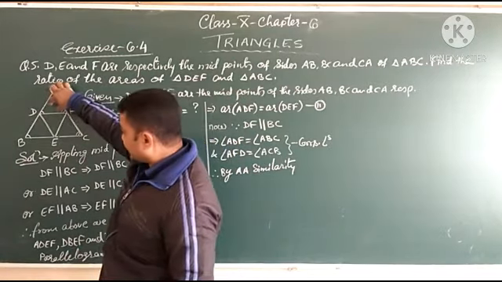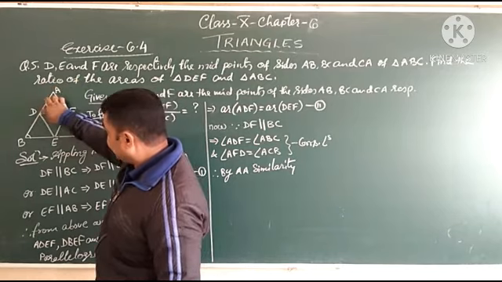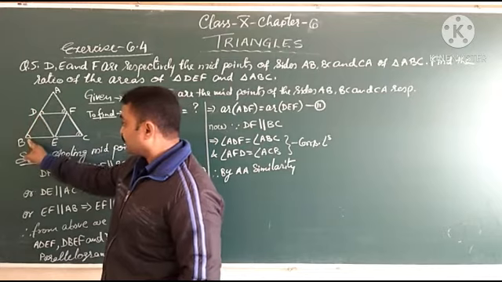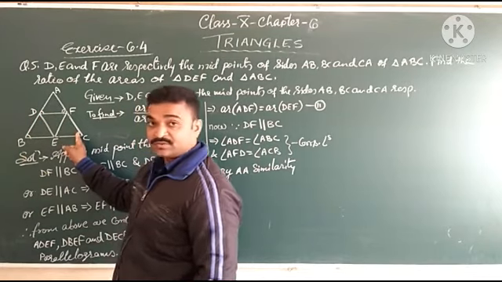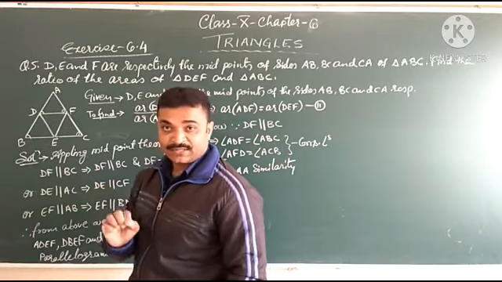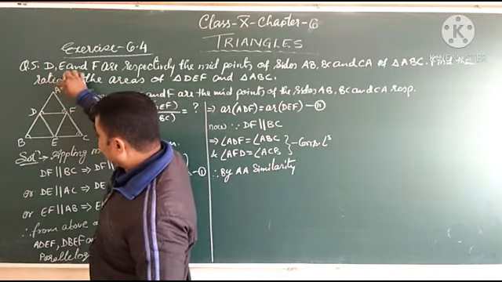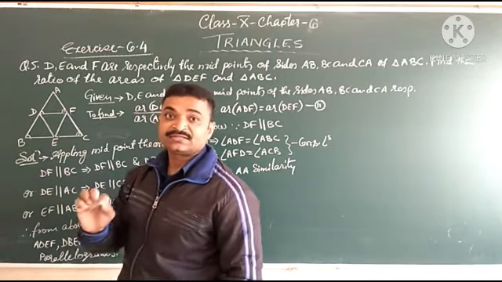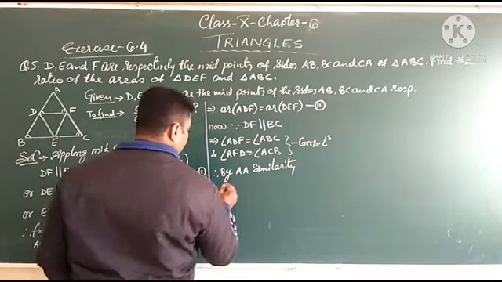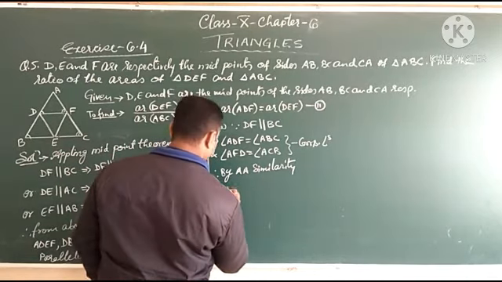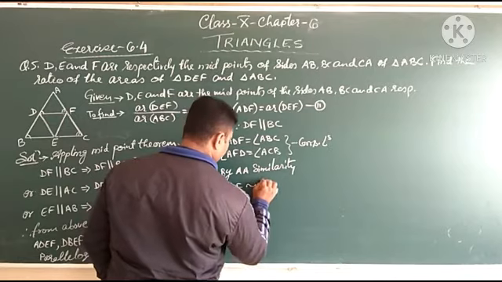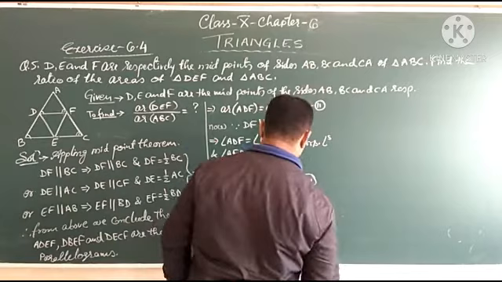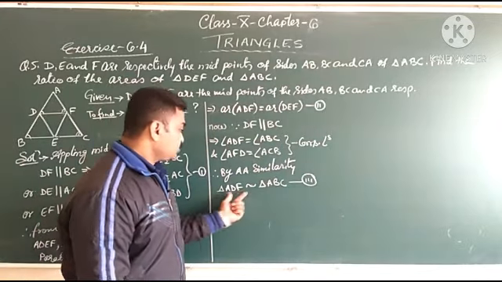see, in triangle ADF and triangle ABC, this angle and this angle are equal, these two angles are also equal. That means we can say by AA similarity, triangle ADF and triangle ABC are similar. Clear? Triangle ADF is similar to triangle ABC. Equation number 3. These two triangles are similar.